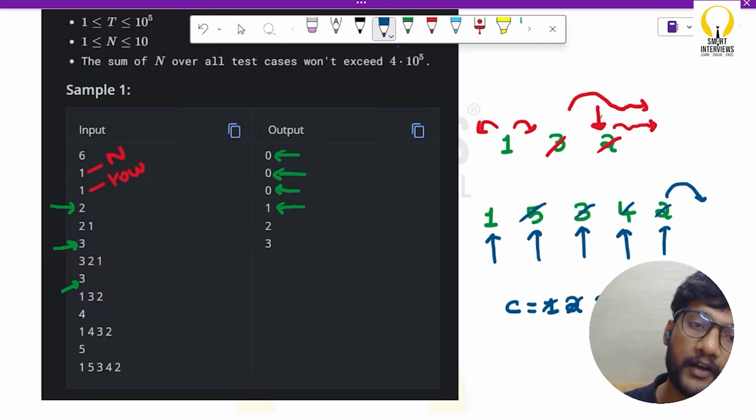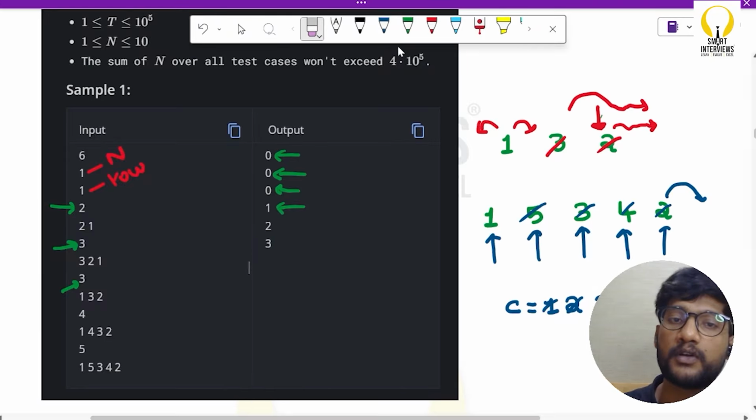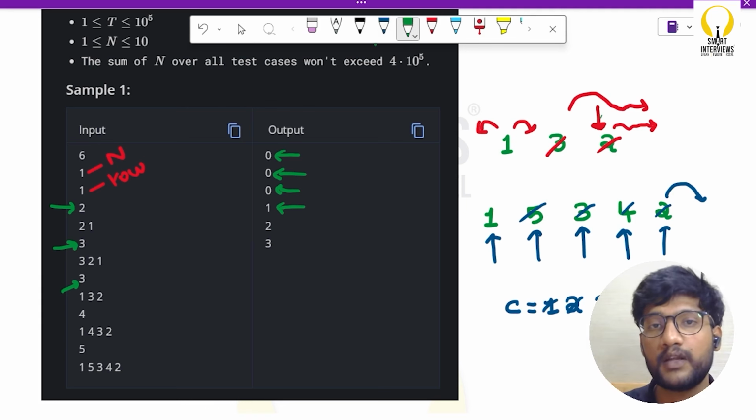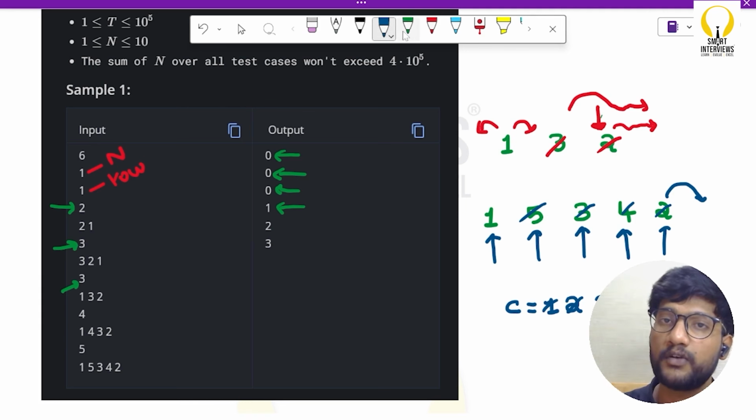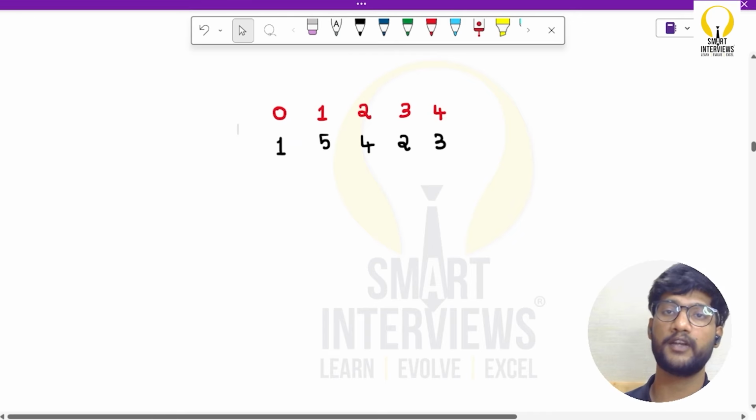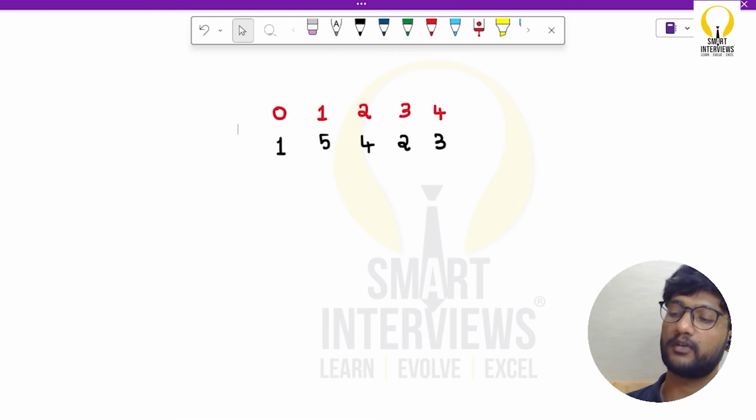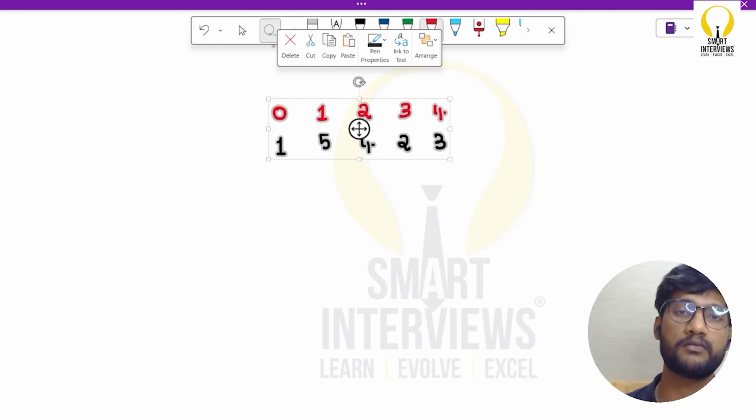So if you see, we are trying to print 3 as the output. Think how we can solve this problem, guys. Pause this video and try to solve it on your own. If not, we'll see the intuition. So guys, we'll try to understand how we can solve this problem with an example.